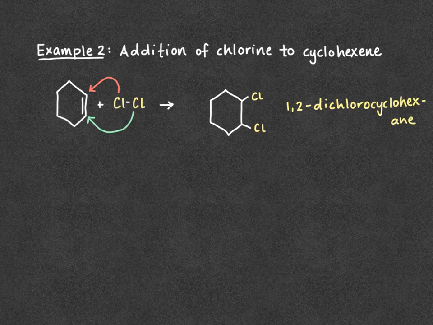Really important here, the product of an addition reaction, you'll see that the halogens are on adjacent carbons. And so when you're naming this product, you should always have sequential numbers. So 1, 2, 2, 3, etc.